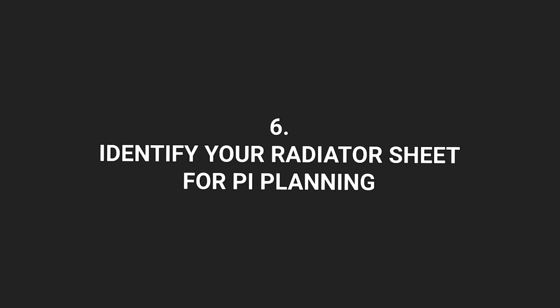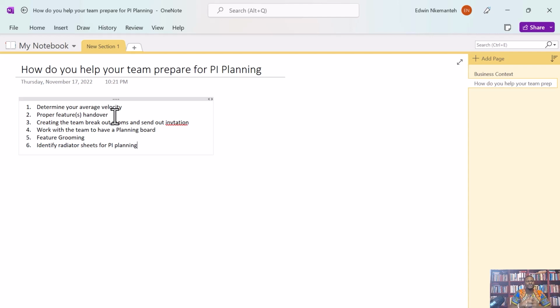Number 6, identify your radiator sheet for PI planning. What do I mean by radiator sheets? Remember, during PI planning, you'll be involved in 2 breakout rooms. During those 2 breakout rooms, you will be answering crucial questions from the ROTE.